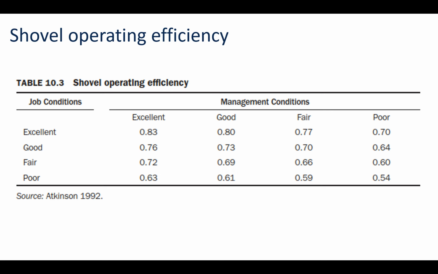So here's table 10.3. This is the shovel operating efficiency. And you can range anywhere from 54 to 83%, basically. Given excellent job or mine site conditions, and then also excellent management. So we've sized everything appropriately. We have the right number of trucks, that sort of thing. All is well. Roads are good. That's job conditions. Could be a little bit of management too, if you think about it. So there's a pretty big range here, and it just gives you an idea of where you might be.